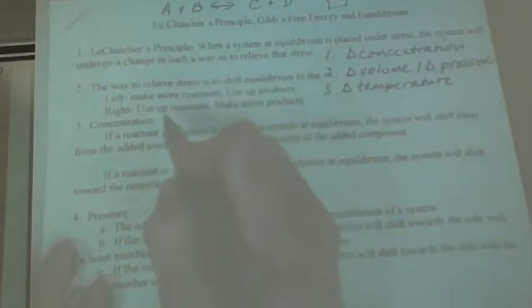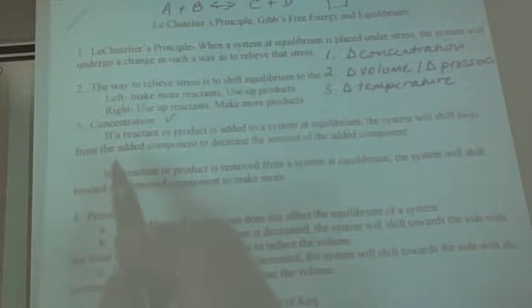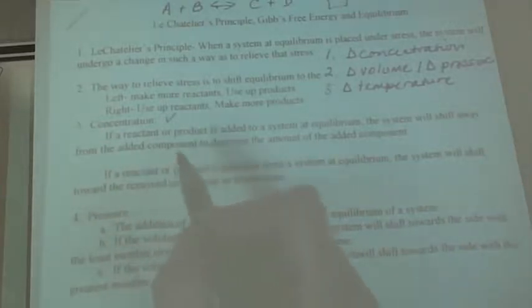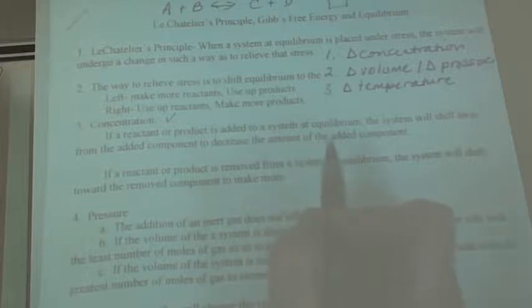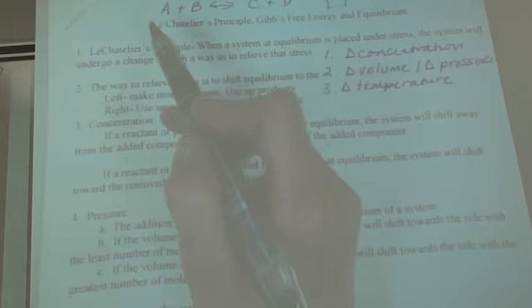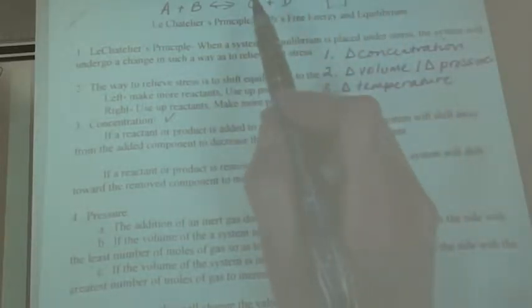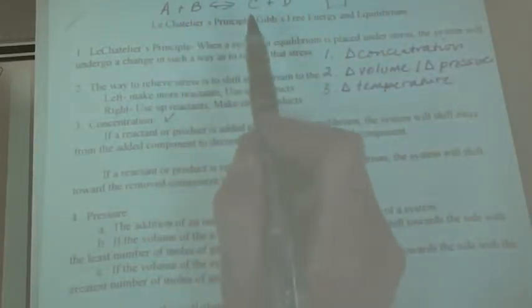Okay. So here's what you saw yesterday. If a reactant or a product is added to a system at equilibrium, the system will shift away from the added component to decrease the amount that was added. You add C, equilibrium shifts to the left away from C. You add B, it shifts to the right away from B. Now, if you removed C, equilibrium would shift to make more C to replace what you removed. If you removed A, equilibrium would shift to the left to make more A.